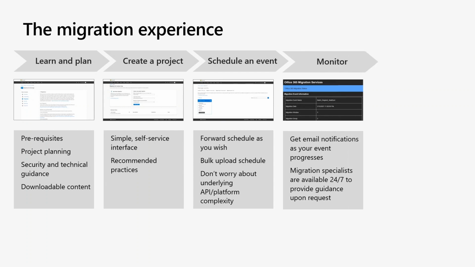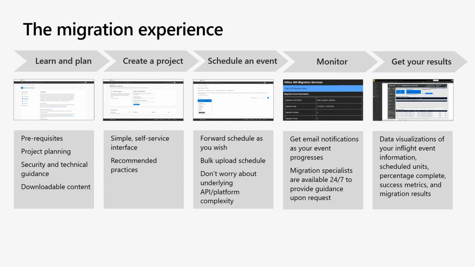During the entire process, you'll receive email notifications letting you know how each step of the process is going, from event kickoff, to ongoing monitoring, to final completion. As I've said, you always have access to your migration specialist to answer your questions and help resolve issues. Finally, you need to get the results of your migration. To see specifics regarding your migration, including scheduled units, success metrics, and percentage complete, log on to your Power BI interface and get the details and data visualizations you need to get the status. Let's take a look at how all of this works.